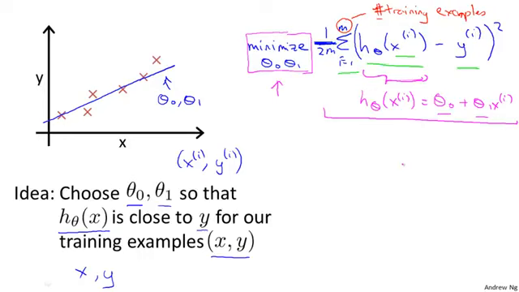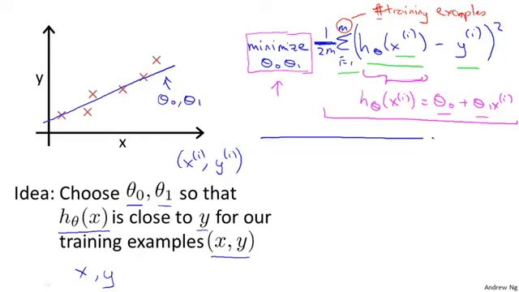So just to recap, we're posing this problem as: find me the values of theta 0 and theta 1 so that 1 over 2m times the sum of squared errors between my predictions on the training set and the actual values of the houses on the training set is minimized. So this is going to be my overall objective function for linear regression.